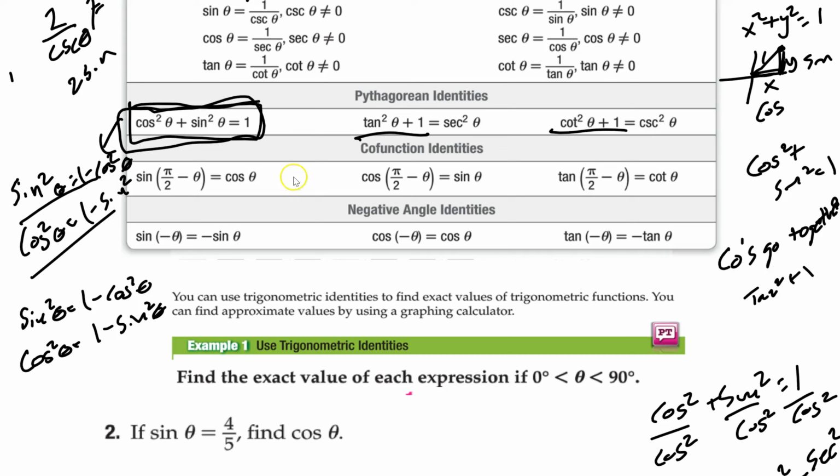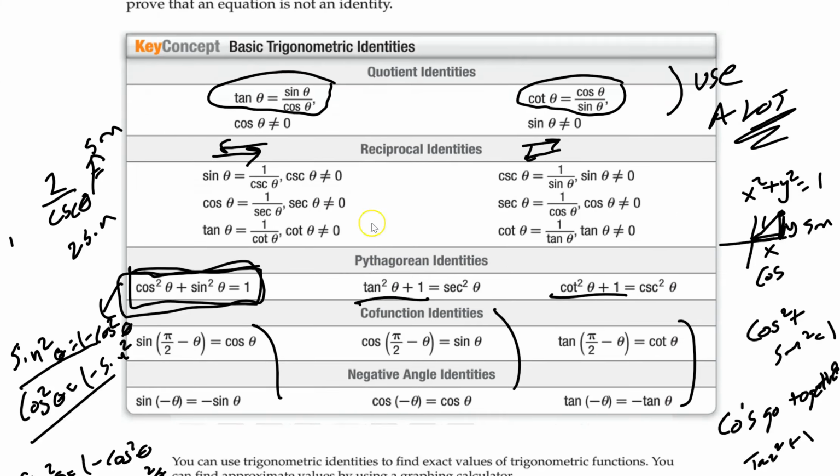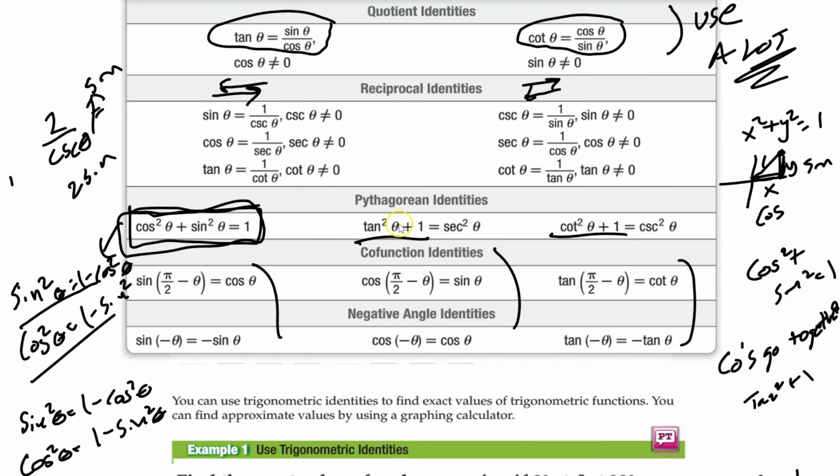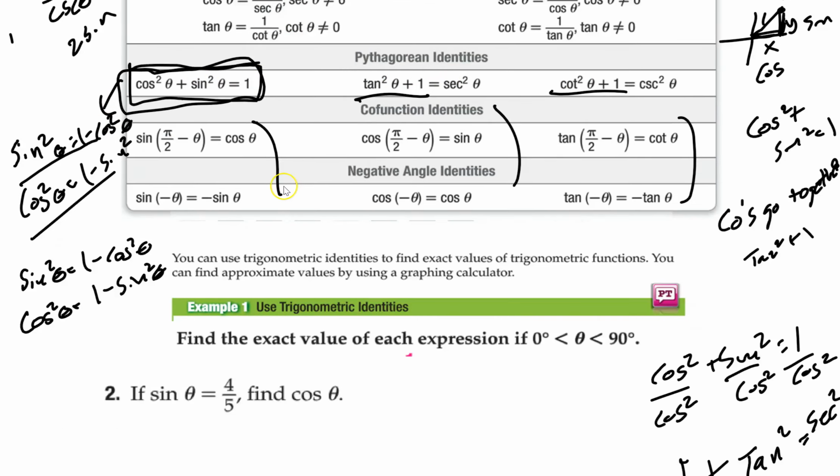Now these right here, you can focus more on next year. We don't really do much of these in algebra 2. These are the cofunction identities, and then these are the negative identities. So again, you're going to do more next year. For this year, we're going to focus really on how to switch things and how to use the Pythagorean identities.